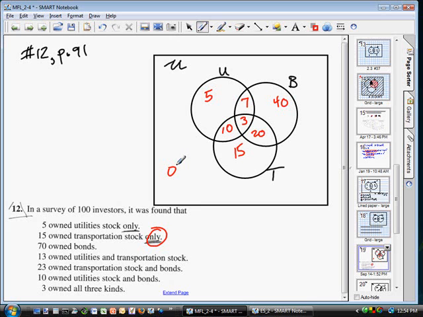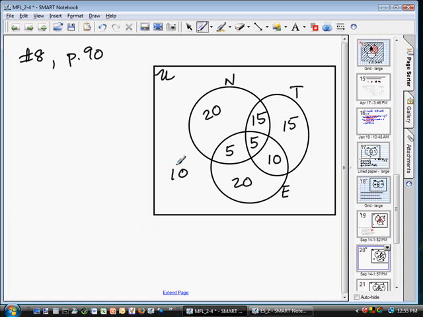How many investors own neither bonds nor utilities? How many were outside of the utilities and the bonds? Isn't it just a 15? And if there had been something else besides the 0, we would have had to add. Okay, cool. That's kind of what these are like.